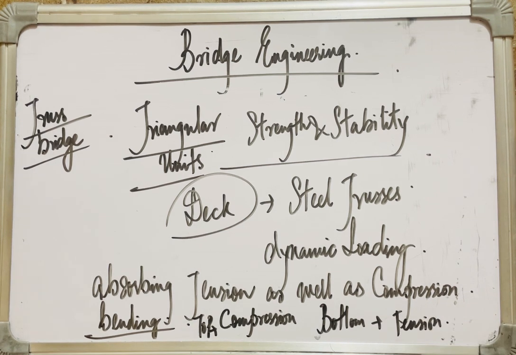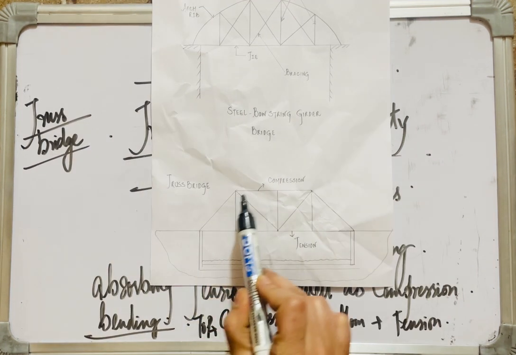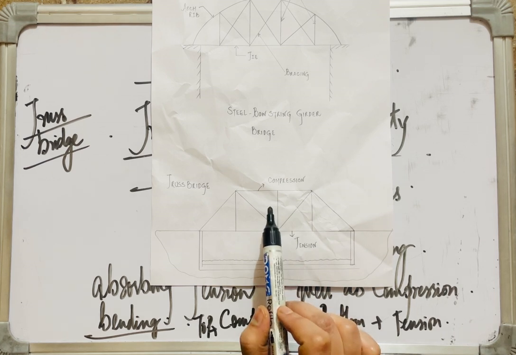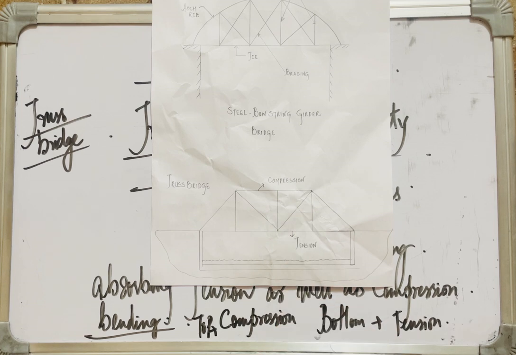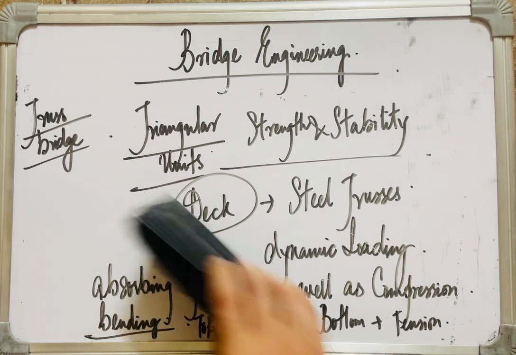And let me show you the diagram. This is a truss bridge wherein the bridge deck is supported by steel truss, and the bottom chords of this truss are in tension, the top chords are in compression, whereas the vertical or the diagonal members can either be in tension or compression. That depends upon their orientation. All right, so this was about the truss bridges.